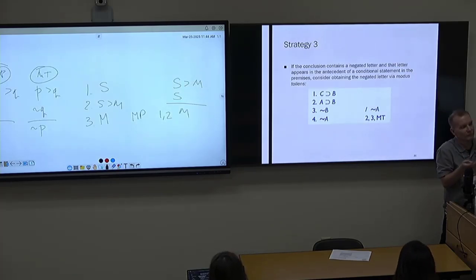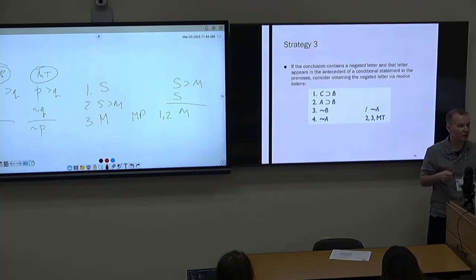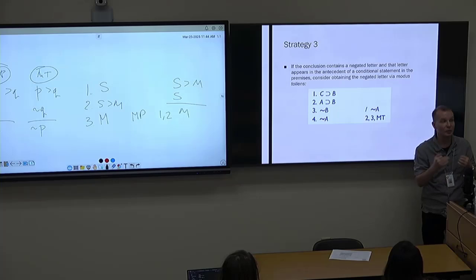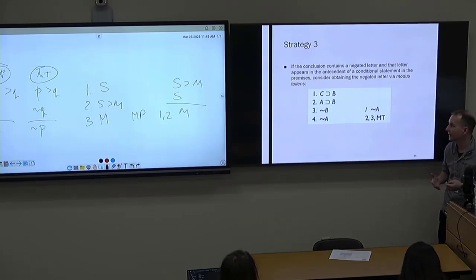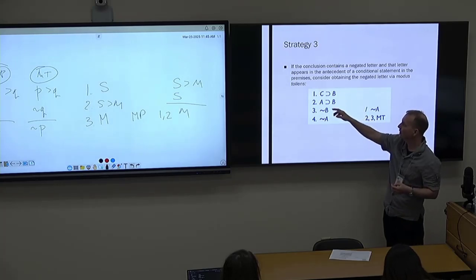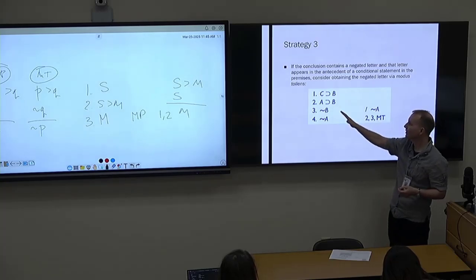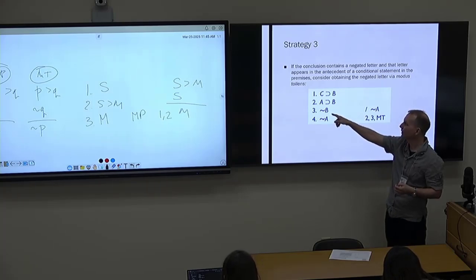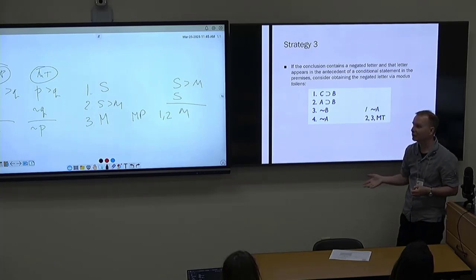Okay, another example of strategy you may employ is, in this case, using modus tollens. If the conclusion contains a negated letter and that letter appears on the antecedent of a conditional statement in the premises, consider obtaining the negated letter by modus tollens, right? So, if C then B, if A then B, not B, and your conclusion is not A, you can see that if conclusion is not A and you have A and B and you have not B, modus tollens is very clearly begging to be used.